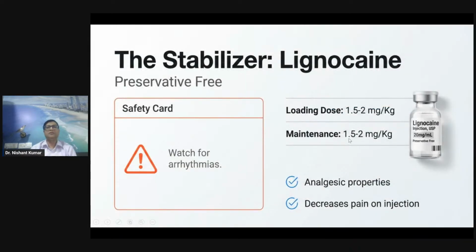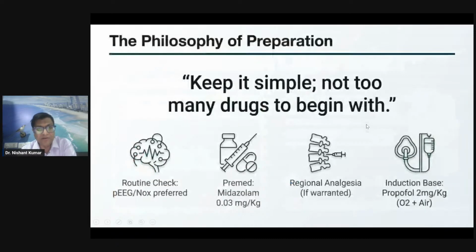Lignocaine, again, this can be added, so loading dose of 1.5 to 2 milligram per kg, and again maintenance of 1.5 to 2 milligram per kg per hour. We have commonly used lignocaine for pain on injection with the propofol. It can be given as an infusion, but again, as we were talking about heightened vigilance, you have to watch out for arrhythmias. Although being an antiarrhythmic, it can actually induce arrhythmias if the toxicity, if the levels increase.